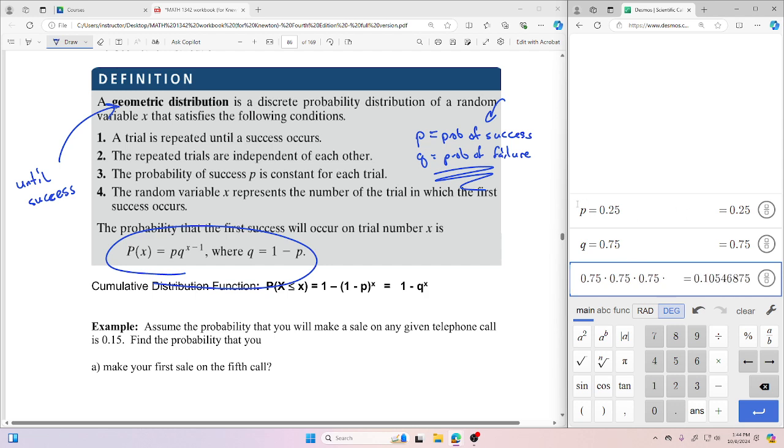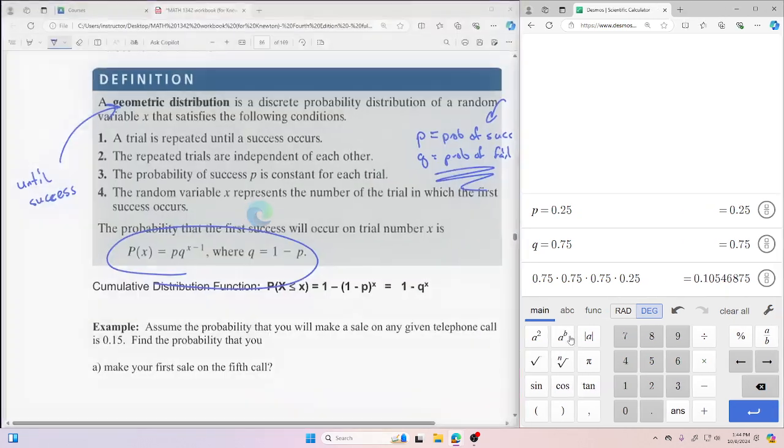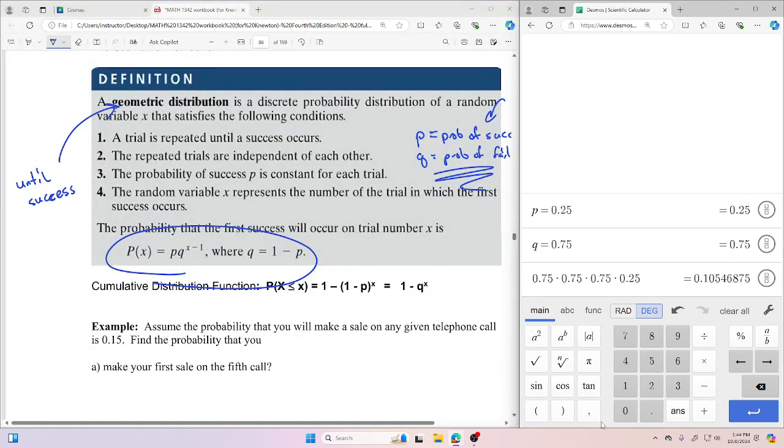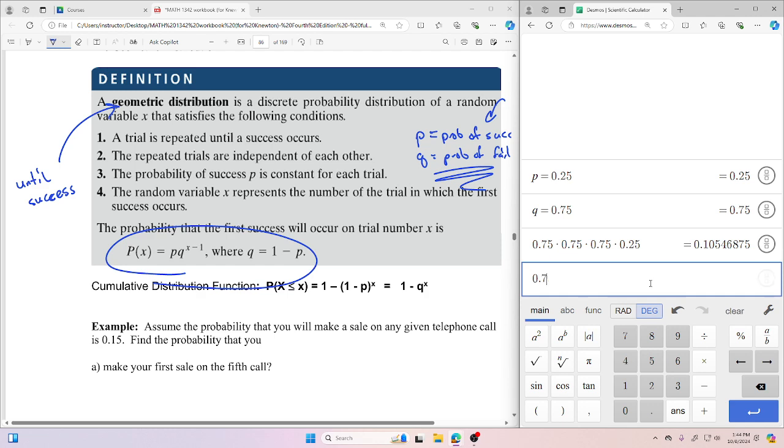So that's 3 failures and then finally a success. Writing out all those failures would take forever, so we use a formula. I'm going to do 0.75 to the power of 3 and then multiply that by 0.25. That power of 3 is saying 3 failures and 1 success. Once we succeed, we're done. Cool? Okay, so that's how that works.